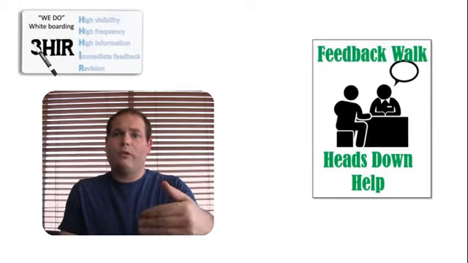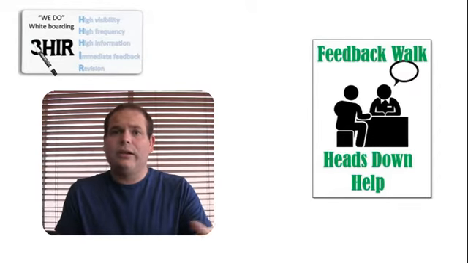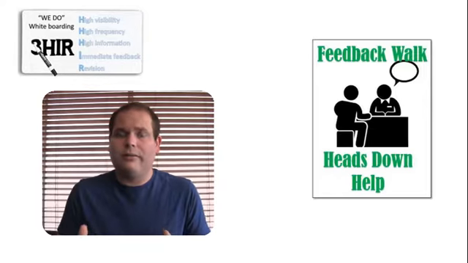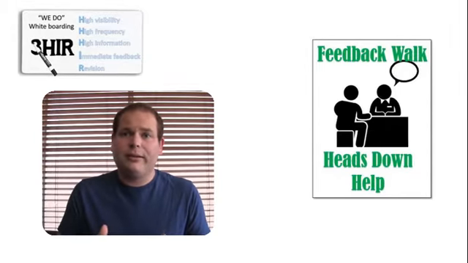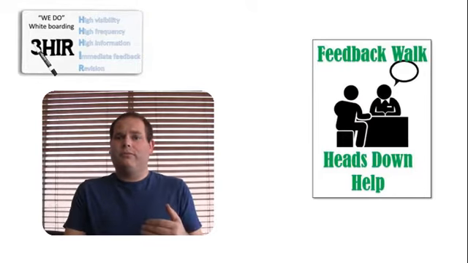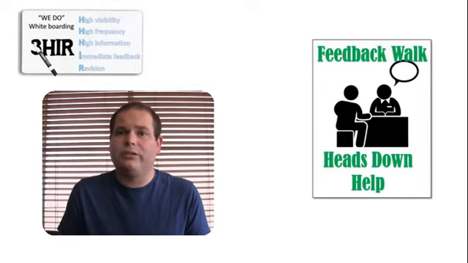Okay, so you get up, you walk, you find the next student that has an error, you lean down next to them, you help them out. You give that immediate feedback so that student can change their answer on the spot rather than waiting at the front of the room. Heads down help is very intentional to get out there and give that feedback right away to students that need it.